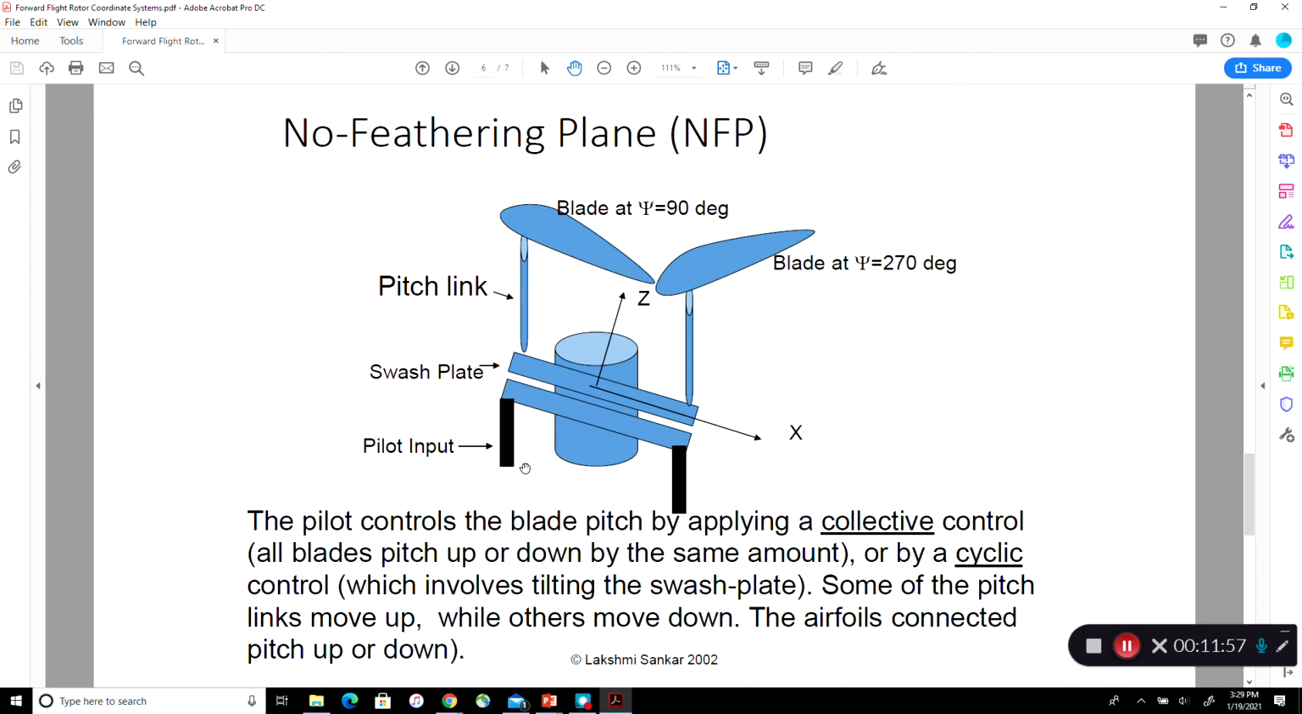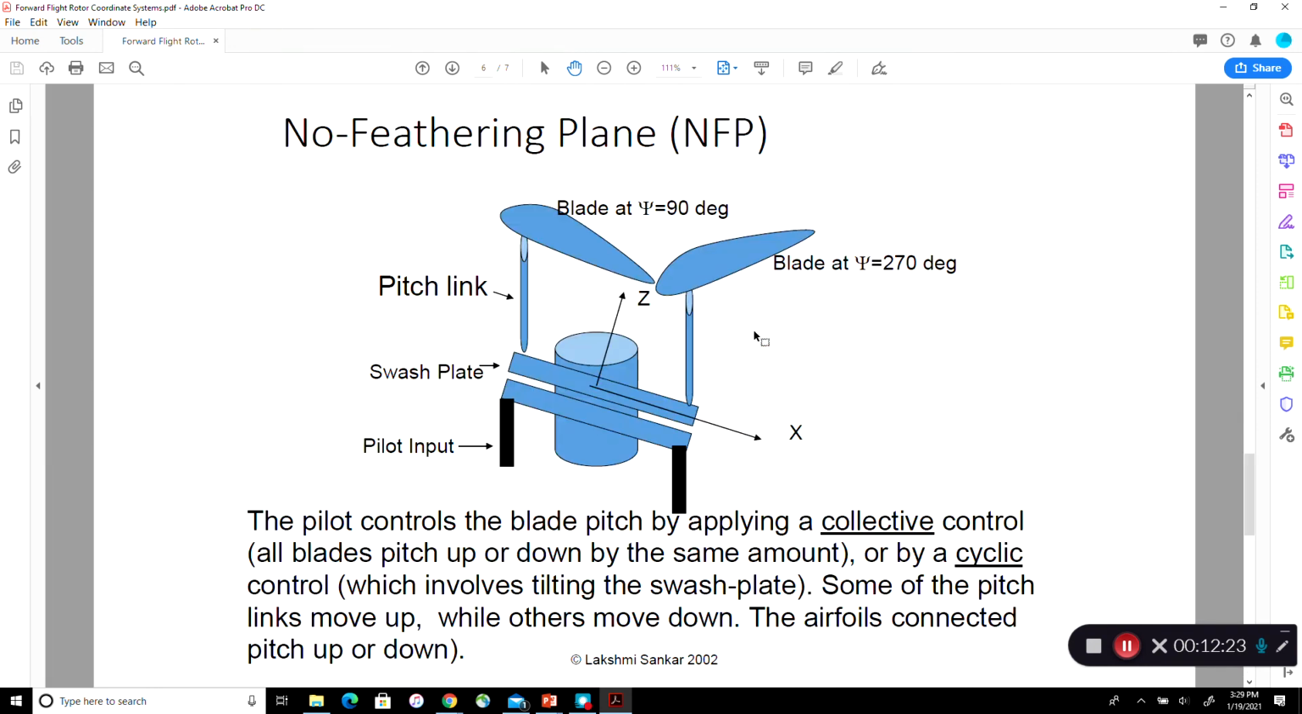So we have a pilot input. This is called a pitch link, and this is the blade's instantaneous position at 90 degrees azimuth, at a typical blade section. When the same blade comes to the other side, it should be the other way. The leading edge will be here, trailing edge will be here. So that will be the blade. It's at 270 degrees azimuth.